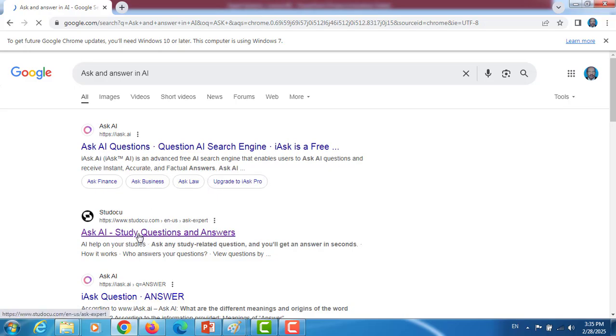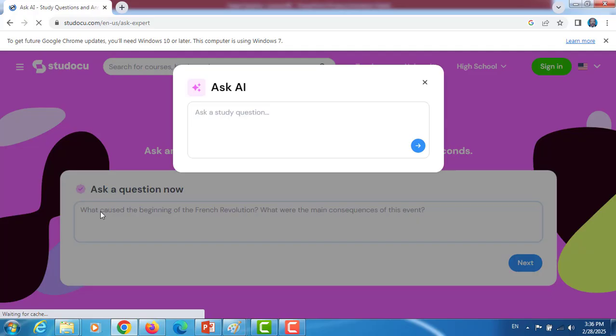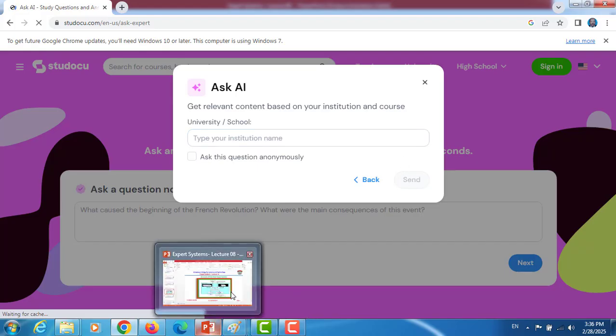For example, you can select this, ask AI study questions and answers. You can easily ask a question here. For example, find me CS job, and you click here to the next step. You interact with the interface. You can enter your university and click here and then send and so on. Return to our PowerPoint.